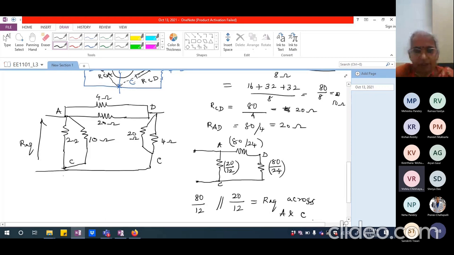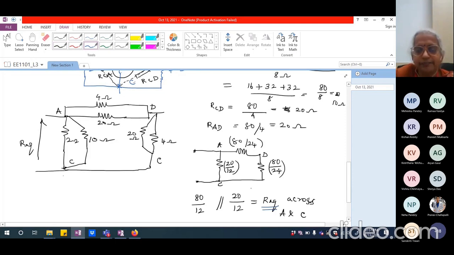Is this clear? Yeah. So the star delta transformation has simplified this quite a bit in getting the R equivalent. So this kind of reduction sometimes is very useful, and that is the reason I talked about this right in the beginning. Any questions on this?